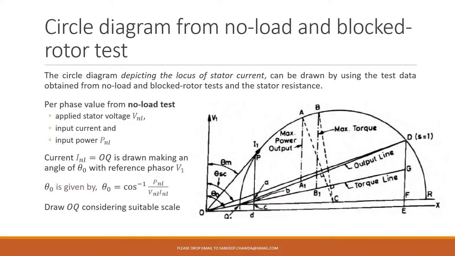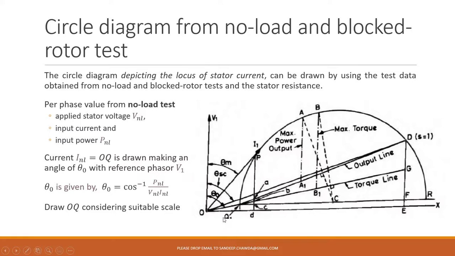From the no load test we will have stator voltage, input current, and input power. The no load test is conducted at rated voltage. So whatever values you get under no load condition will be the no load values. The input current that you get here, you could call it the no load current.